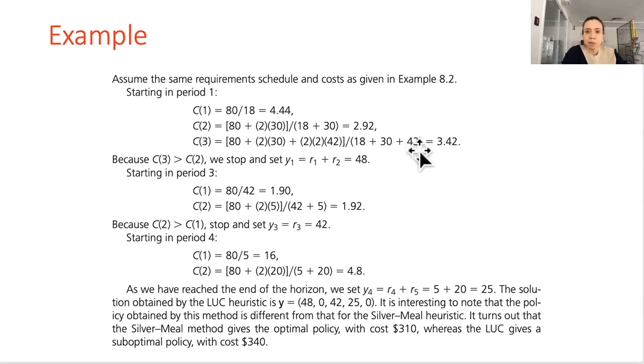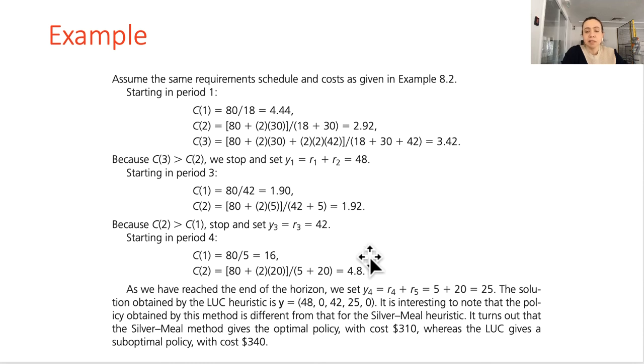Now I am at period 3. So I start making the same calculations. I calculate C1, obtain 1.9. I calculate C2, obtain 1.92. It is higher than previous C value. So I stop here. So I make a production plan only for period 3.